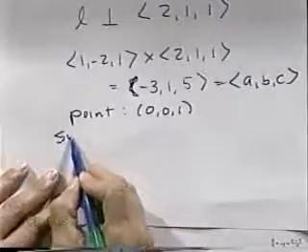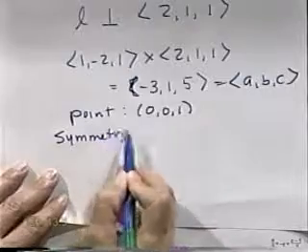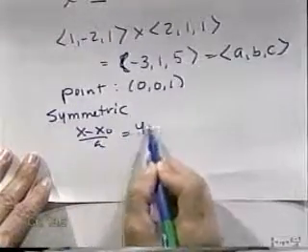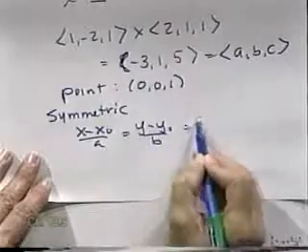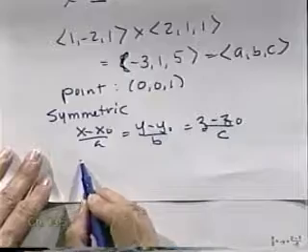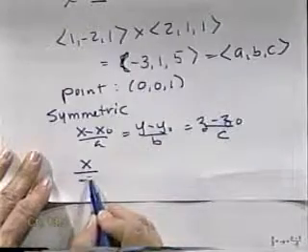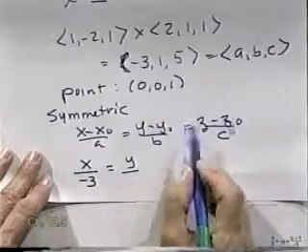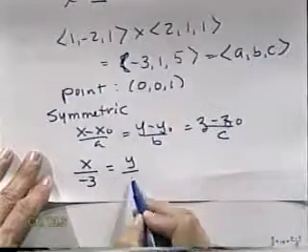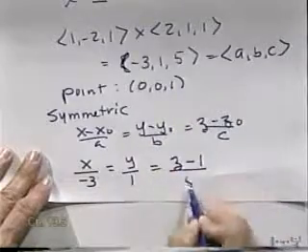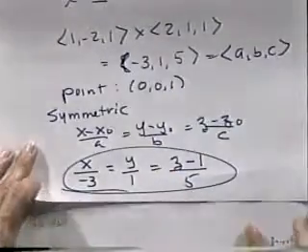The symmetric form, if you remember, went x minus x naught over A equals y minus y naught over B equals z minus z naught over C. So it's going to be x minus 0 over negative 3 is equal to y minus 0, which is y, over 1 equals z minus z naught, which is 1, over 5. And there would be your symmetric equation.